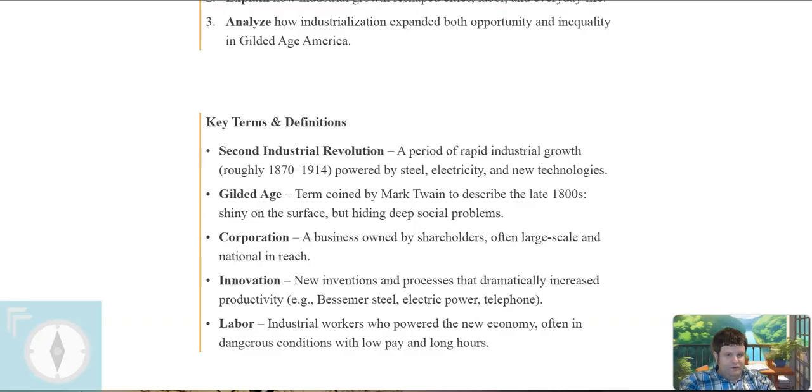Corporation is another big term we're coming into. This is a business that is owned by shareholders and is often large in scale and can be national in reach. You're probably familiar with corporations, but maybe you haven't thought about the concept of them more generally. Innovation is another idea to understand. This is the idea that there are new inventions or processes that dramatically increase productivity.